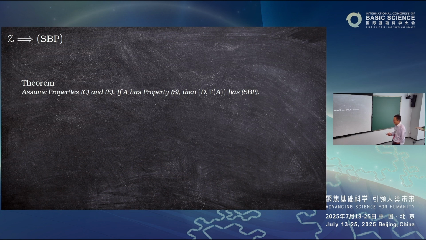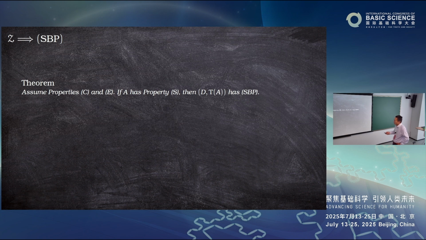Assume property C and property E. If the ambient algebra has property S, then you can make property S happen exactly inside the Cartan subalgebra. So then it has the small boundary property.